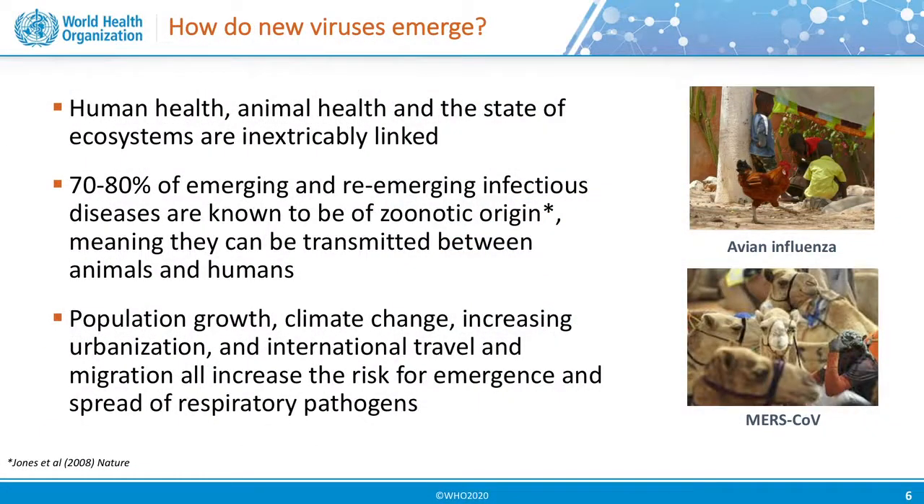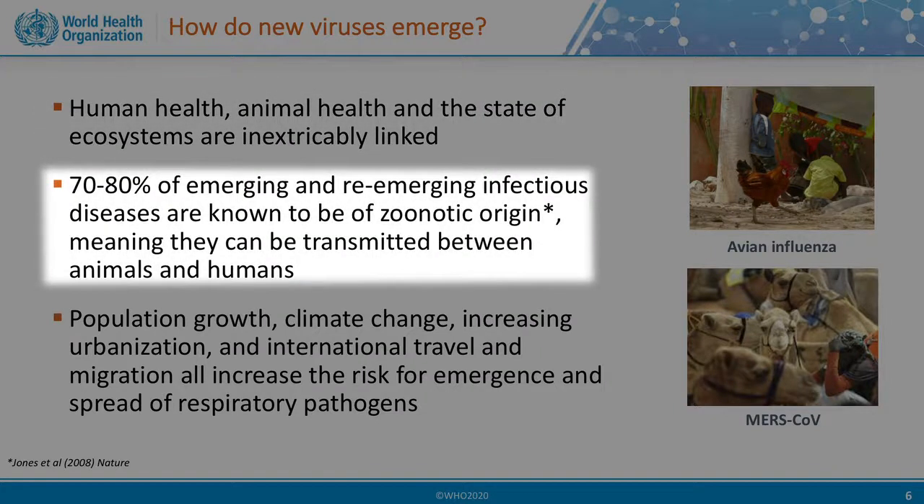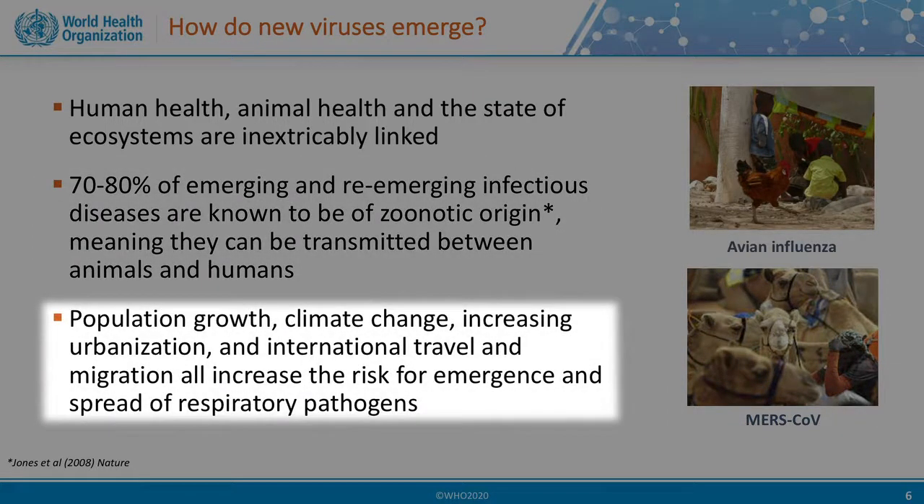So how do these viruses emerge? So we know that human health and animal health are linked. And it's been estimated that between 70 and 80% of emerging and re-emerging infectious diseases are known to be zoonotic. And that means that they can be transmitted between animals and humans. And some examples on the screen here are avian influenza, which come from poultry, and MERS coronavirus, which come from dromedary camels. And there are many reasons why we are seeing an emergence of viruses. This includes things like population growth, climate change, increasing urbanization, and international travel.